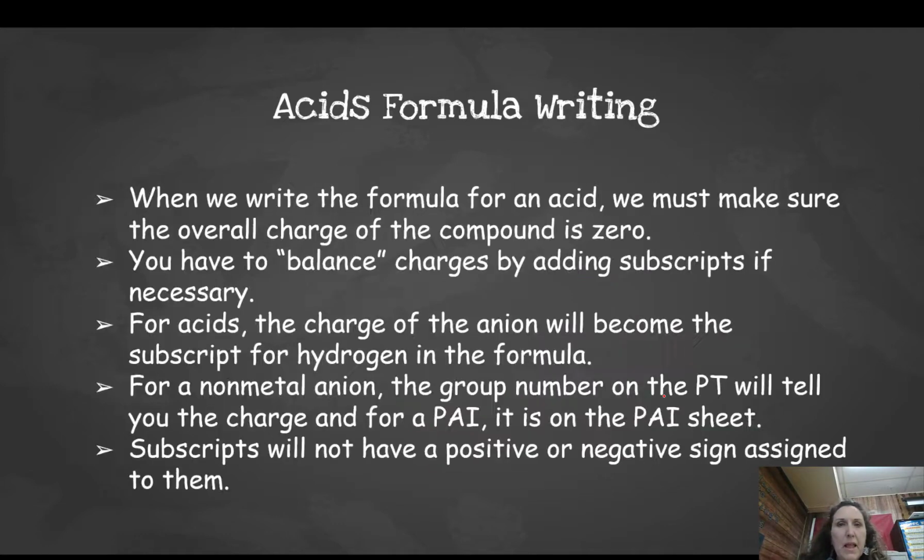All right, so when you write the formula for an acid, you make sure the overall charge of the compound is 0. So you have to balance the charges by adding subscripts if it's necessary. So that's why the polyatomic ion chart that I gave you is so important, because it shows you what has a -1, what has a -2, what has a -3, etc. So for acids, the charge of the anion will become the subscript for the hydrogen in the formula. So for a nonmetal anion, the group number on the periodic chart will tell you. Okay, so again, to reiterate, for acids, the charge of the anion is going to be the subscript. So the charge is the subscript.